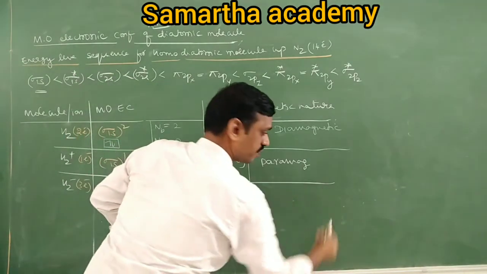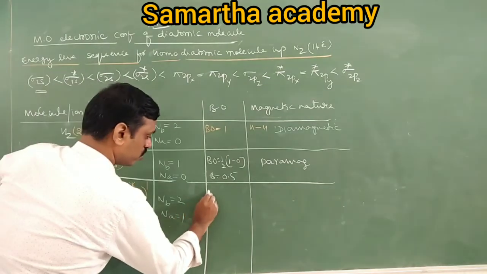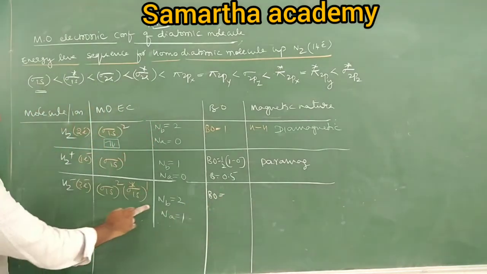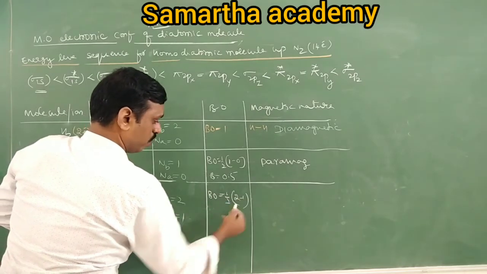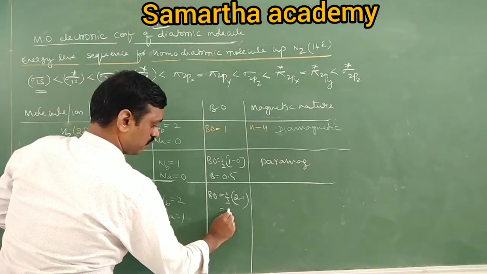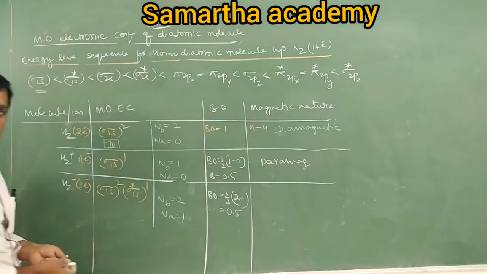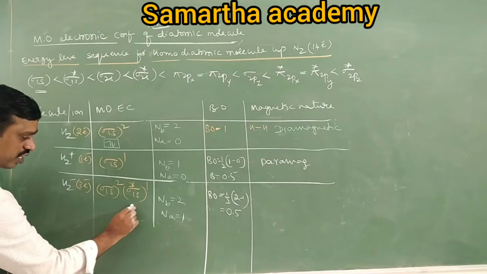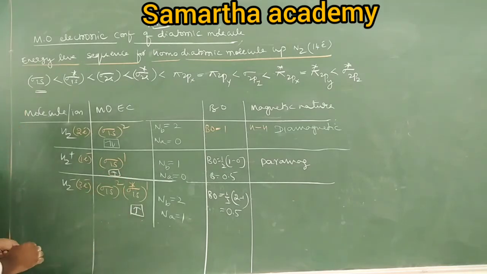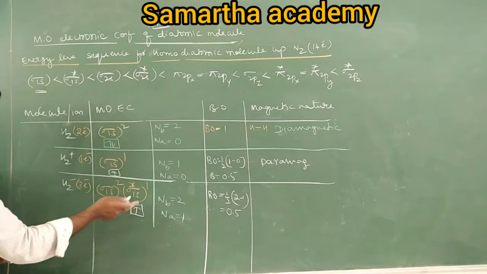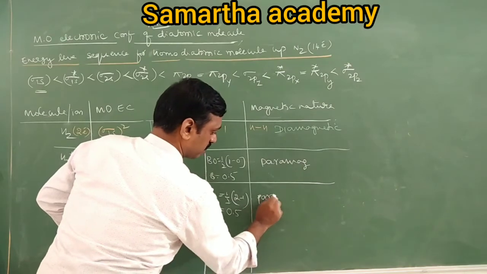Important. Next is, come on, tell me, bond order is half into Nb 2 minus 1, which is 0.5. It is also 0.5. Then since 0.5, why paramagnetic? Because you see here, there is 1 unpaired electron, here also 1 unpaired, there is an unpaired electron. So due to the unpaired electron, we got a fraction here. It is paramagnetic.